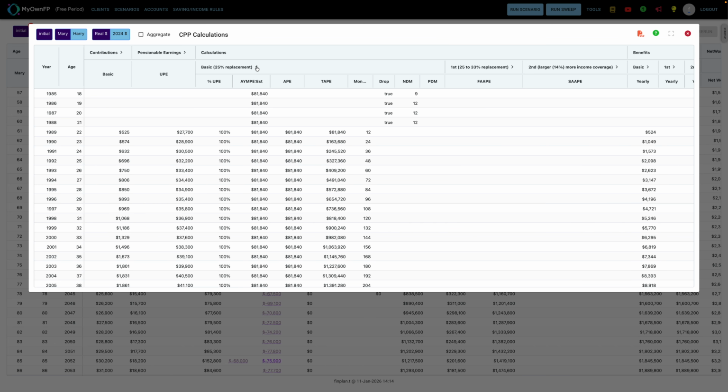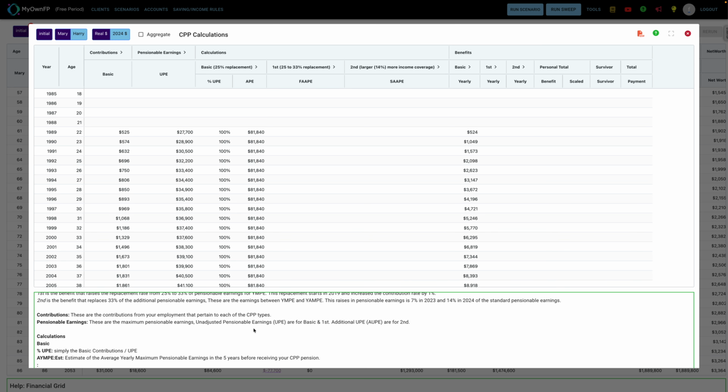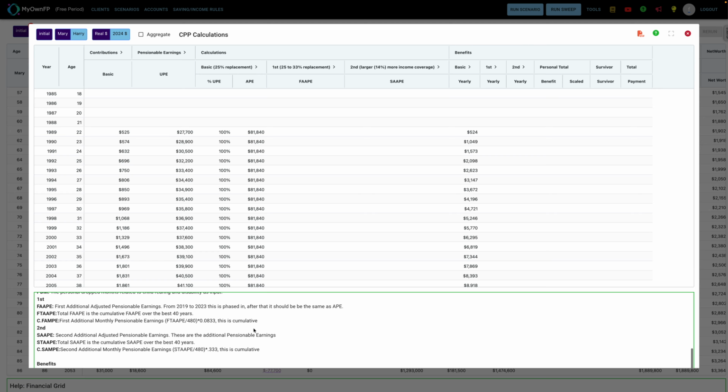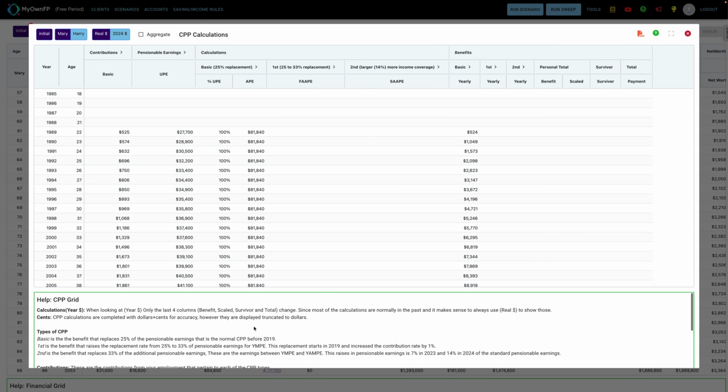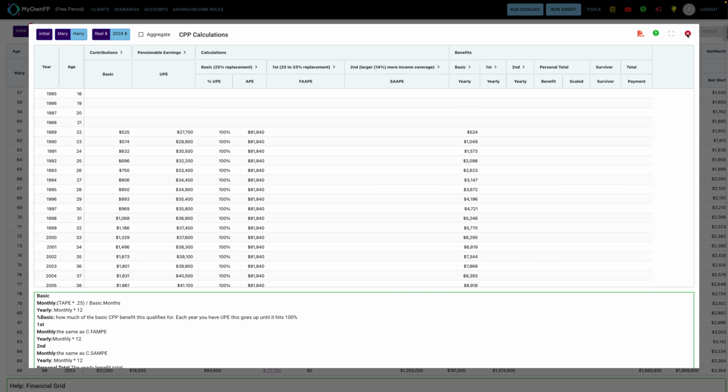So what we basically have done is we do 100% of our pensionable earnings for 90% of the years, and we end up with our basic CPP. There's a first replacement CPP and a second replacement CPP. There's all these different names, APE and FAPE and SAPE and TAPE, and some of those you can look at in the help. It doesn't explain all how the math works. It just gives you the information in terms of what those acronyms mean. You can take a look and see, and there's some online calculations that explain how that actually works as well.